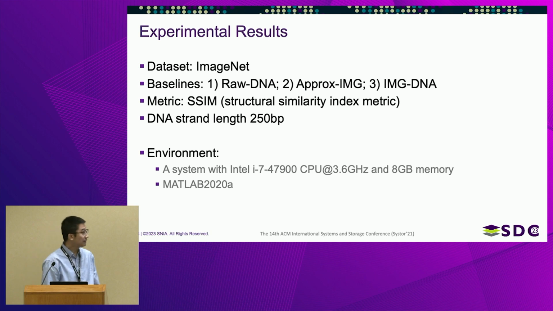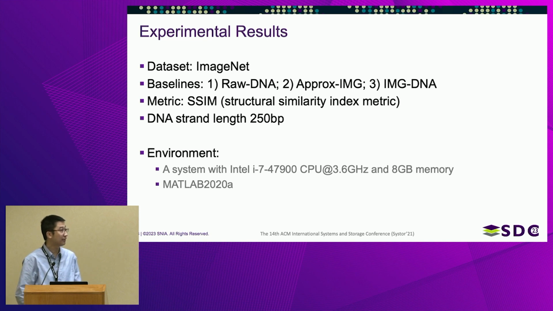So here is the experimental result. We use the ImageNet dataset for testing, and we have two baselines: raw DNA and approximate IMG. Approximate IMG is based on the traditional approximation of storage systems, like a solid state drive, where software-level approximation is applied to solve this kind of error problem. And Image DNA is our proposed work.